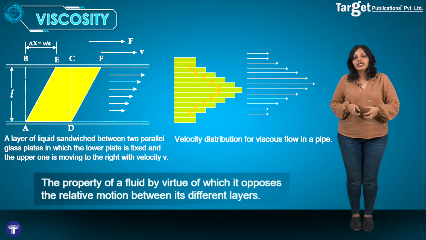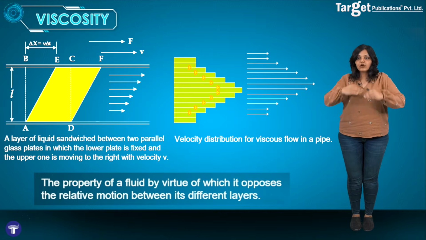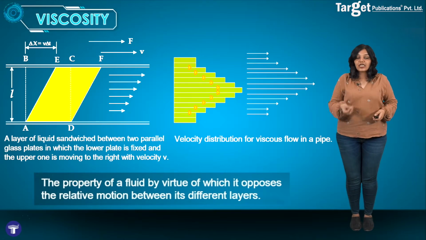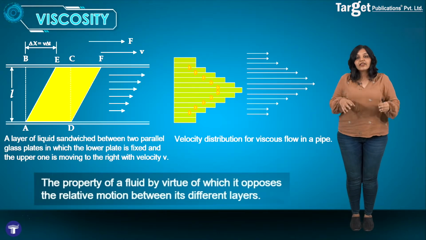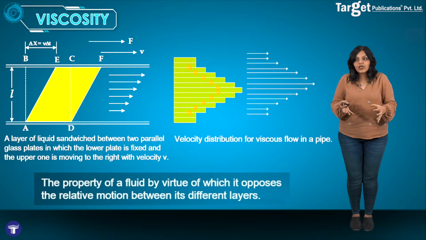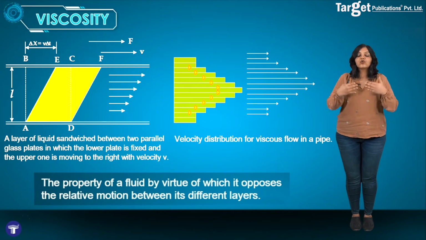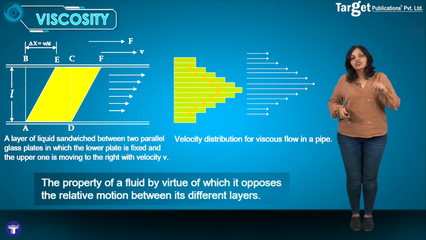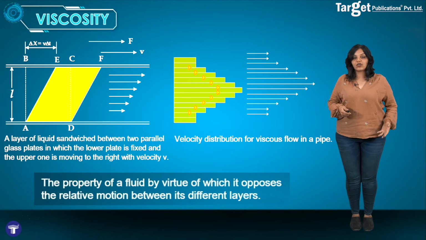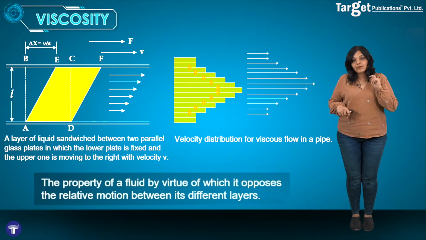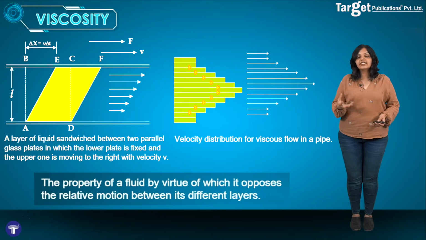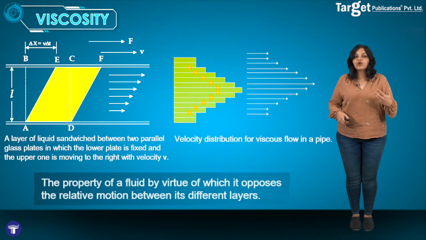The property of a fluid by which it opposes the relative motion between its different layers is known as viscosity, which means that one layer is trying to stop the other layer from moving, and therefore overall, because of viscosity, the liquid is experiencing an opposing force to its motion. So this opposing force to the motion of a liquid is known as the viscous force, and this phenomenon is viscosity. This is almost like the friction that a solid experiences when it's trying to slide along the surface. This property of viscosity is responsible for why some liquids flow faster while some liquids flow slower.